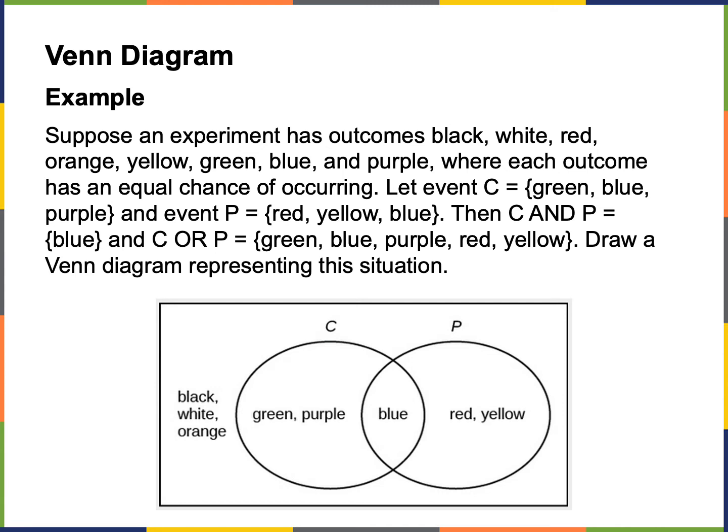Suppose an experiment has outcomes black, white, red, yellow, orange, green, blue, purple, where each outcome has an equal chance. Suppose that event C consists of green, blue, purple, and event P consists of red, yellow, and blue. Then the intersection of them is blue, and C or P, the union, would be all of these: green, blue, purple, red, and yellow. So this would be the Venn diagram representing that situation.